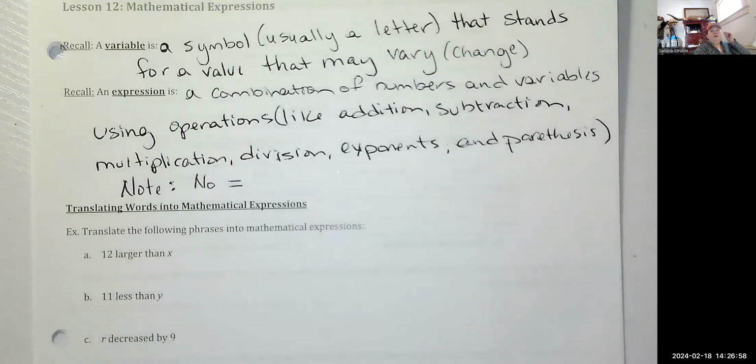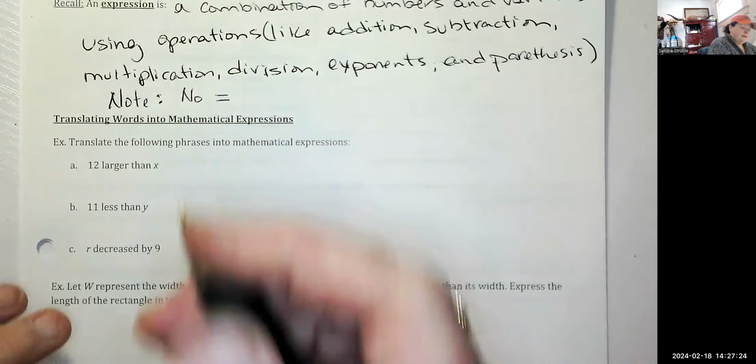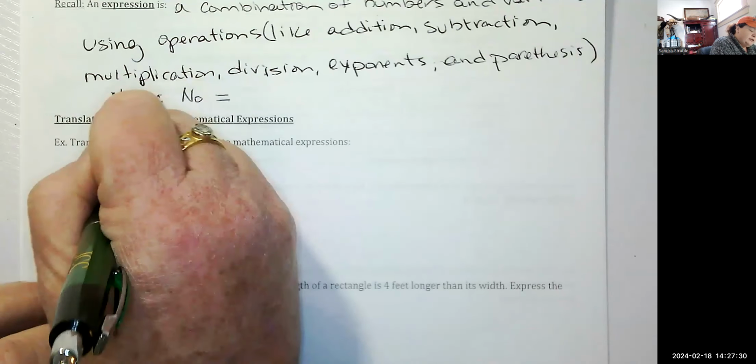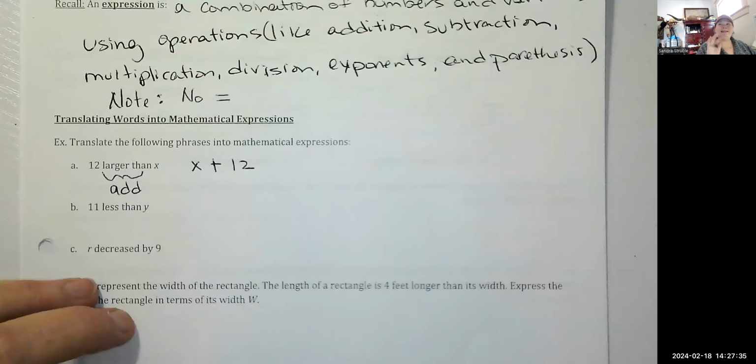Translating words into mathematical expressions. We're going to be doing a lot of word problems in this section. Translate the following phrases into mathematical expressions. The first is 12 larger than X. Assume you have some number X, but there's another number that's 12 larger than X. Larger than means you're going to add. So to that X, you're going to add 12. And it has to be in that direction, and you'll see why when I go to the next one.